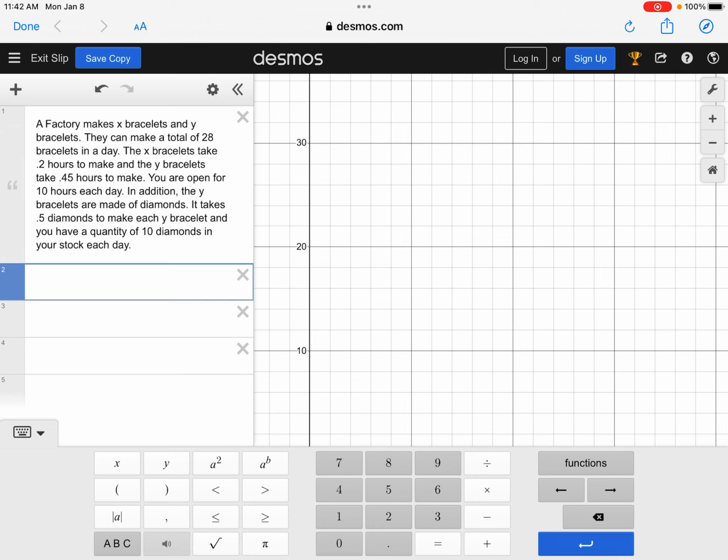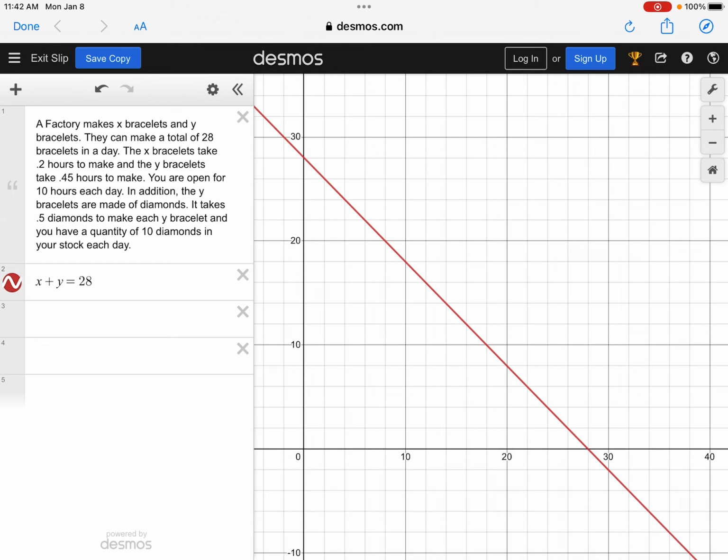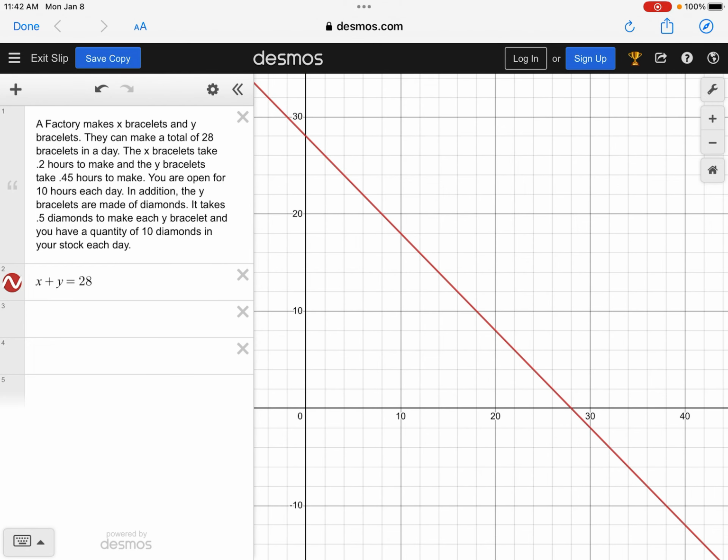So our very first equation is going to be with how many bracelets they can make. So we're going to say that X plus Y is equal to 28. All right, so we have 28 bracelets total that we can make.